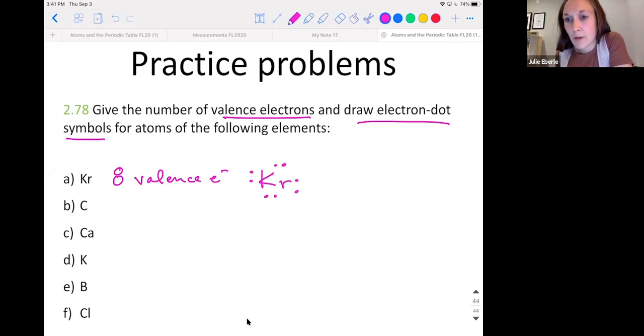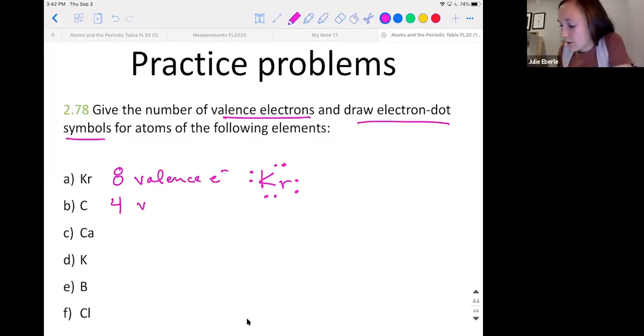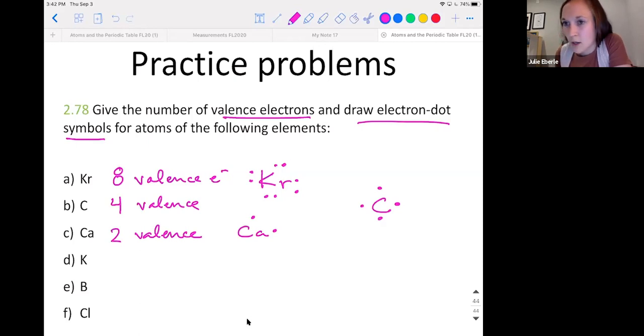Okay, carbon. What main group is carbon in? Four. Thank you, Aubrey. 4. So it's got 4 valence. And remember, carbon, we're going to put 1 on each side, and we're done. Calcium is in main group 2. So it's got 2 valence. And you should put 1. It doesn't matter if you do top or bottom, left or right, just as long as you put the dots on 2 different sides.